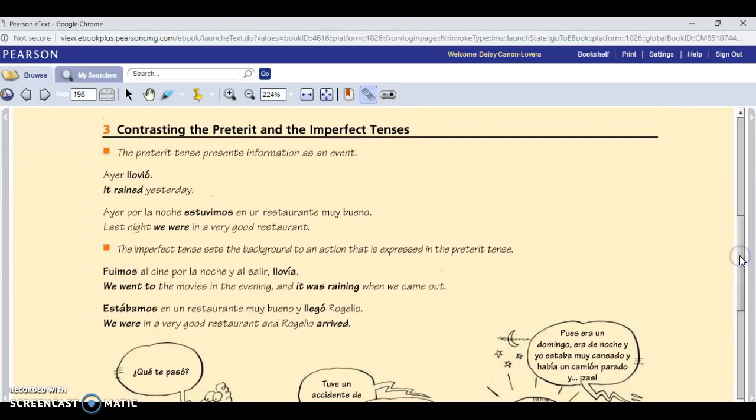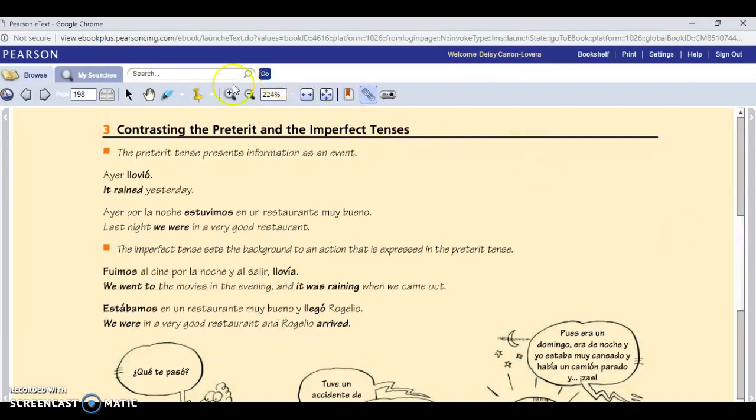Hola a todos, en esta presentación vamos a hablar de las diferencias entre el pretérito y el tiempo imperfecto. Son dos tiempos con los que expresamos acciones en el pasado. La semana antepasada estuvimos hablando del pretérito, esta semana hemos estado hablando del imperfecto y en esta semana vamos a hablar del uso de los dos.